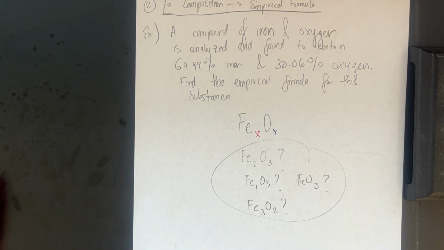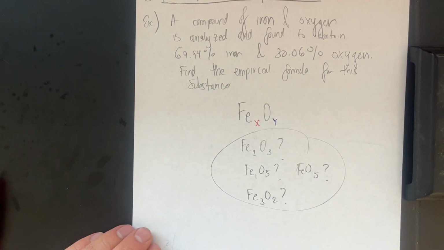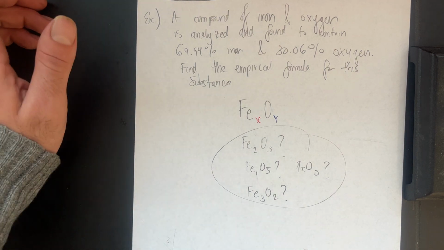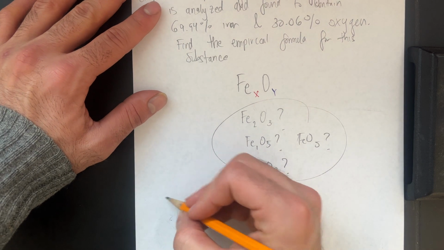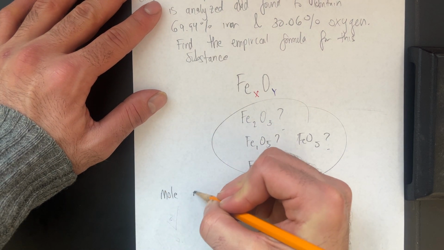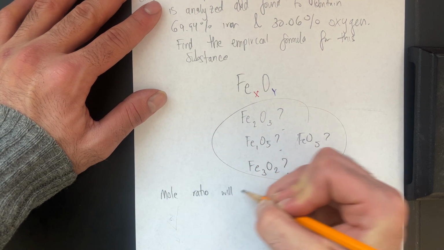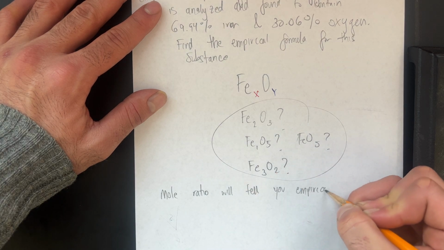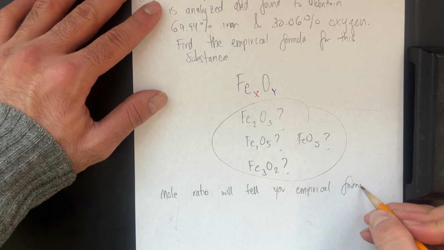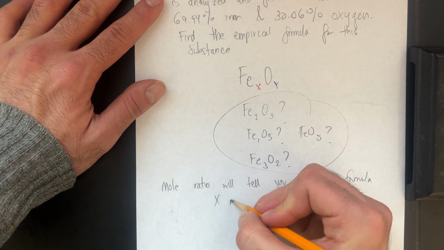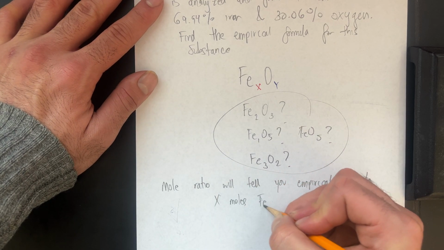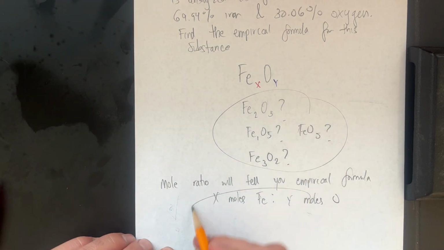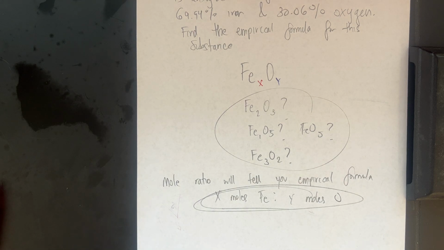And the way we do that is by determining a mole ratio, okay? Because the mole ratio is going to be the empirical formula. So, mole ratio will tell you empirical formula. Basically, what we have to do is figure out how we have X moles of Fe to Y moles of O. That's what we have to find out. Now, how are we going to do that?